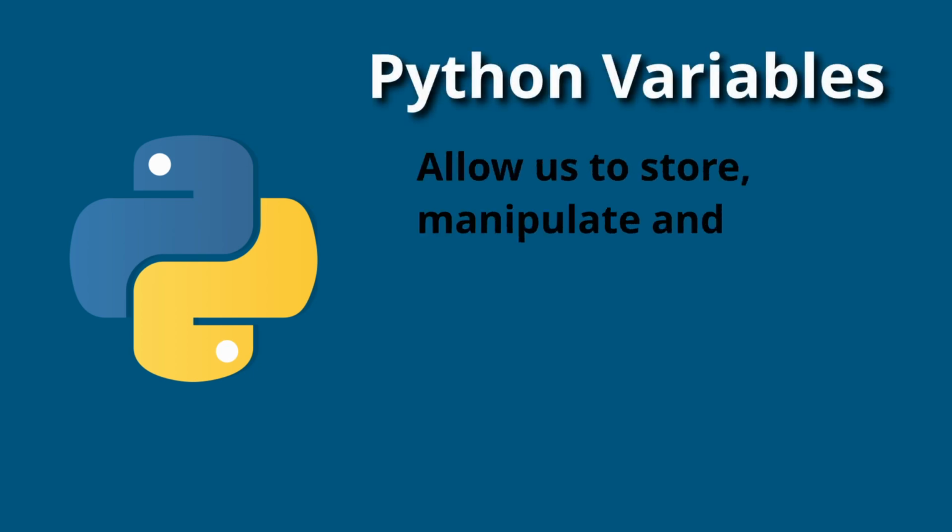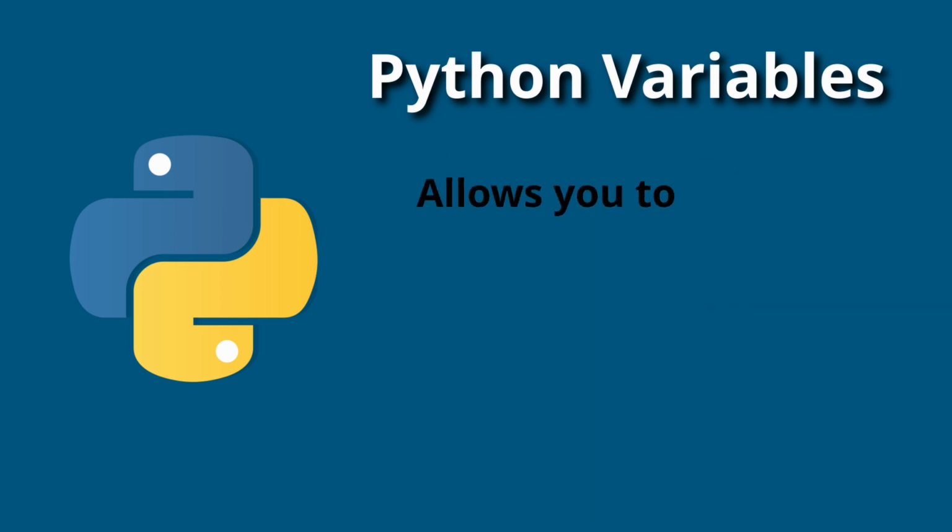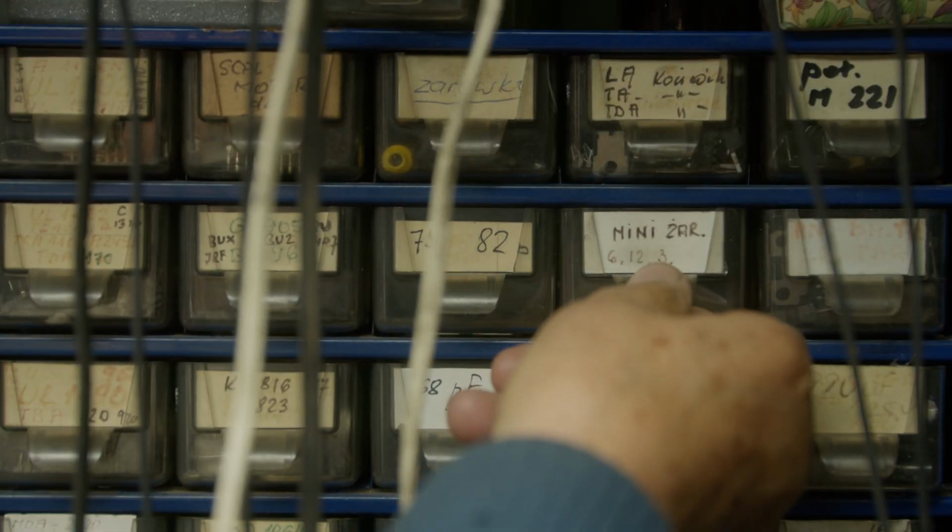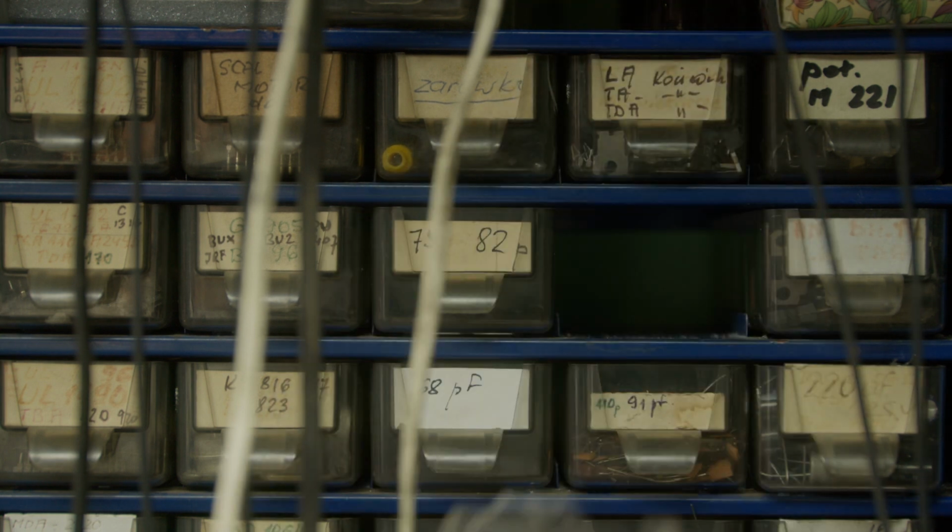In this one we are going to talk about variables, and without them we wouldn't get very far in programming. What exactly is a variable? Fundamentally, a variable just allows us to store, retrieve and manipulate small pieces of information in the computer's memory. You can basically think of them as little labelled boxes.